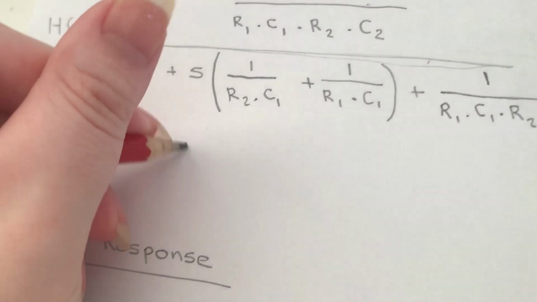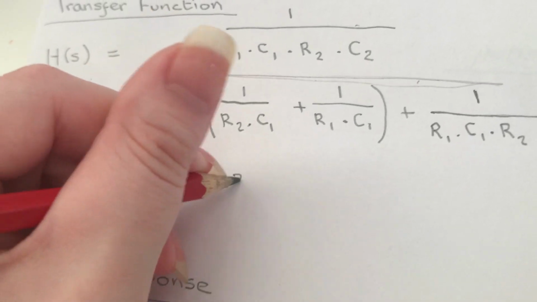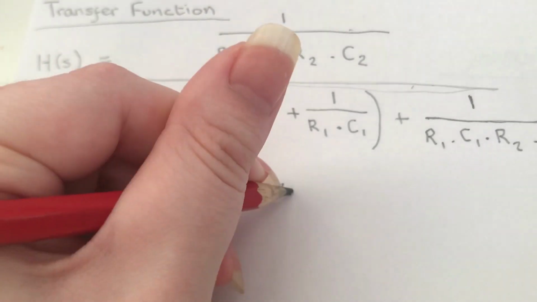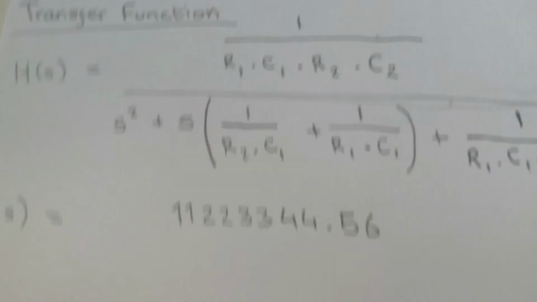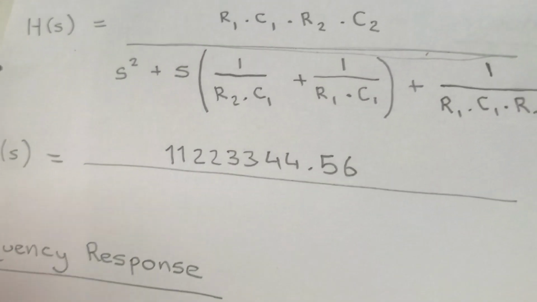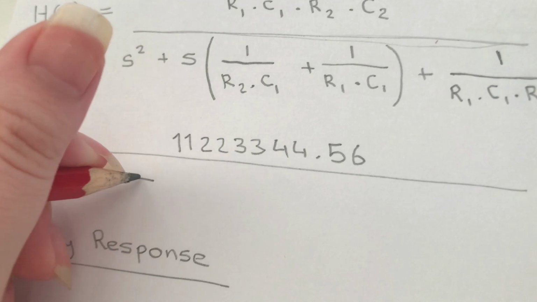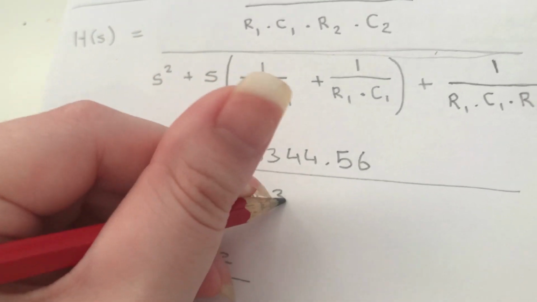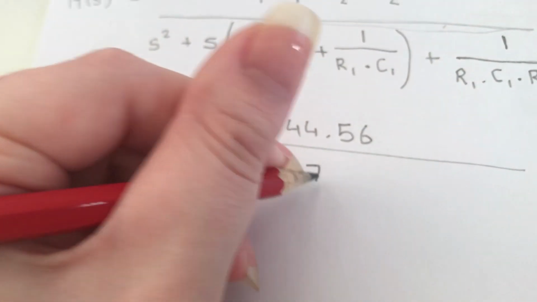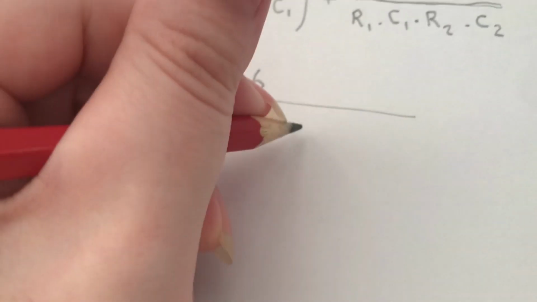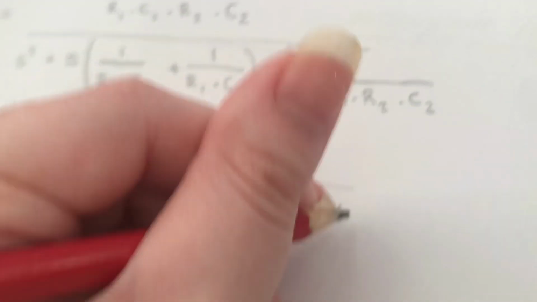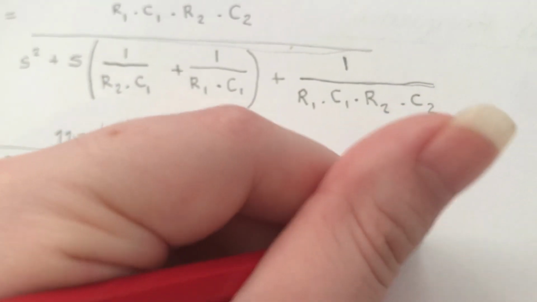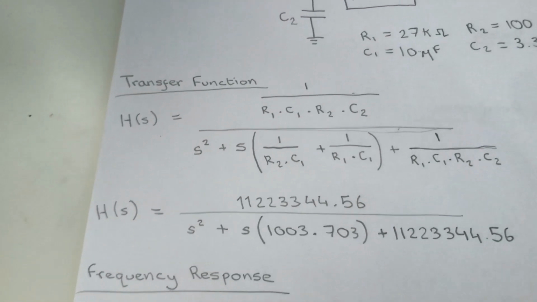So then when we sub in our values into the function, we get H(s) equals 11223344.56 over s squared plus s by 1003.703 plus the same number as the numerator, 11223344.56. That is the transfer function.